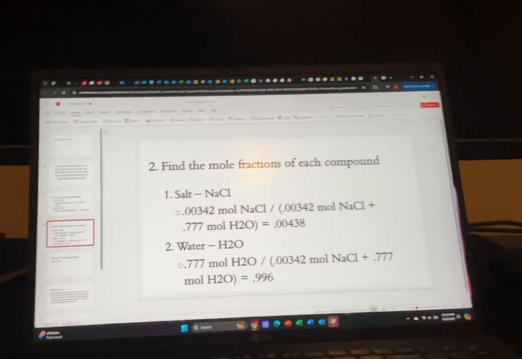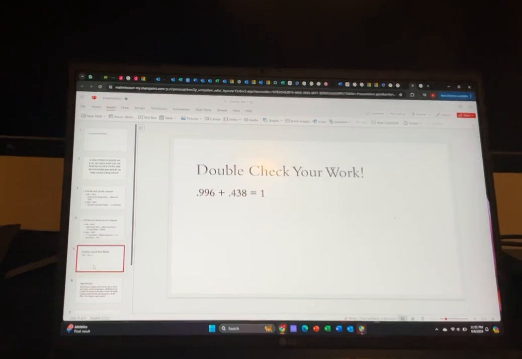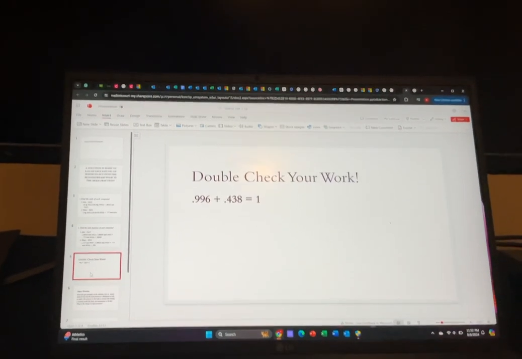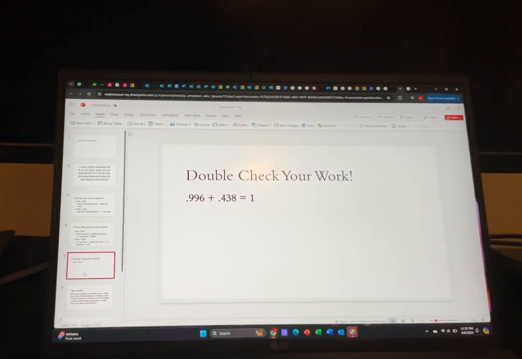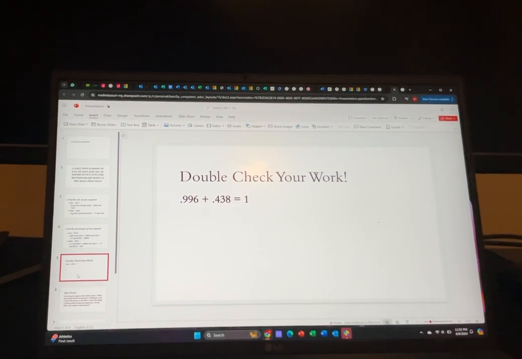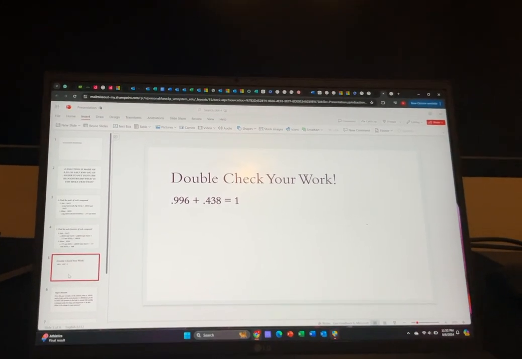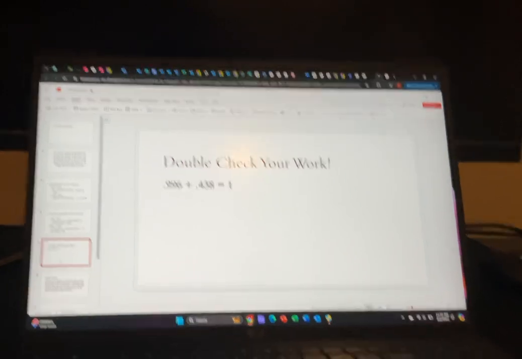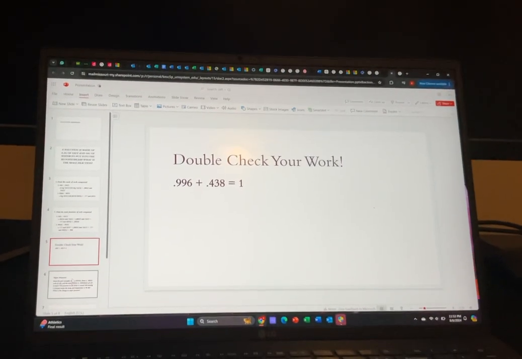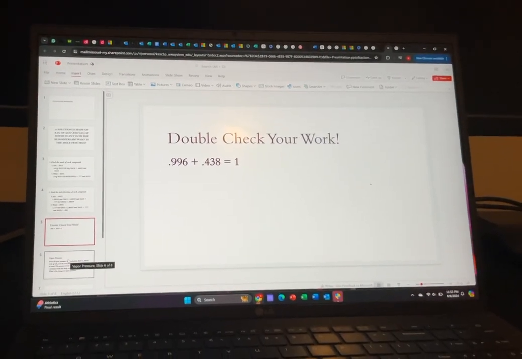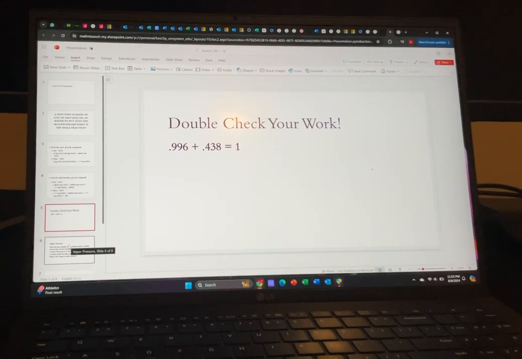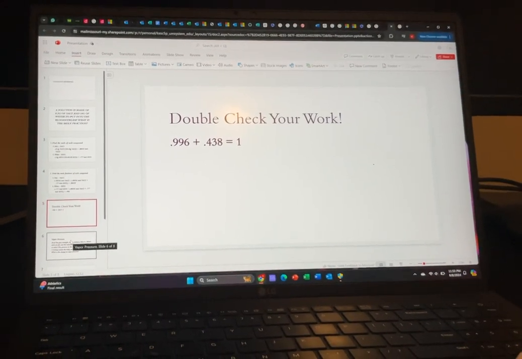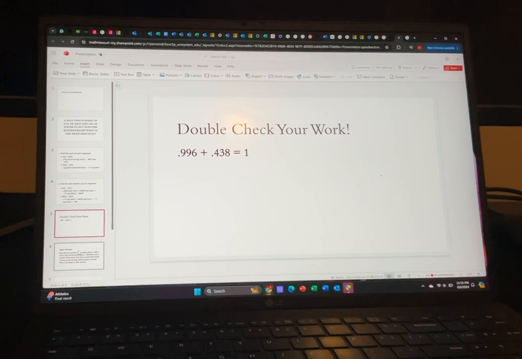If you want to double check your work to make sure you did your math right, you can figure out if it equals 1. If it does not equal 1, go back and check your work. And if you have any questions, ask the teacher or Google it, because it always should equal 1. If it doesn't, make sure you didn't maybe calculate the molar mass wrong or didn't type it in the calculator accidentally.